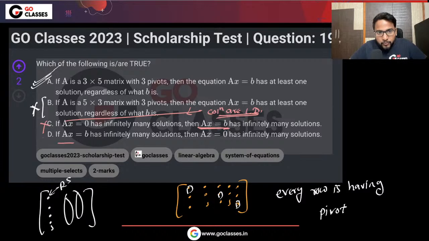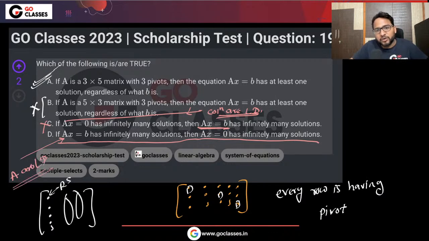If Ax equal to B has infinitely many solutions, then Ax equal to 0 has infinitely many solutions. What do you think? That is true. If this has infinitely many solutions, it means that the columns of A are linearly dependent, and Ax equal to 0 always has one trivial solution. If the columns are also linearly dependent, then it always has infinitely many solutions. So that's why D is true. So here A and D are true.